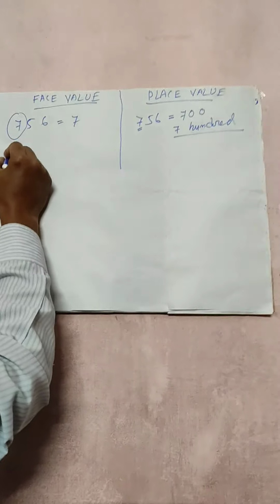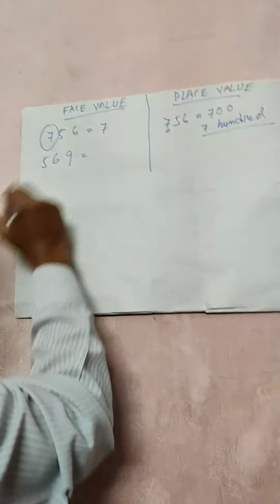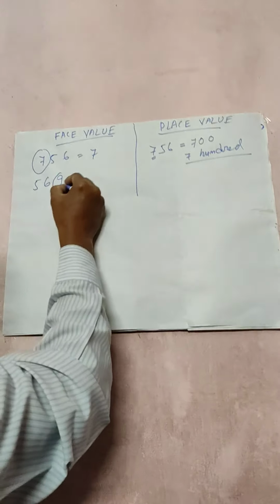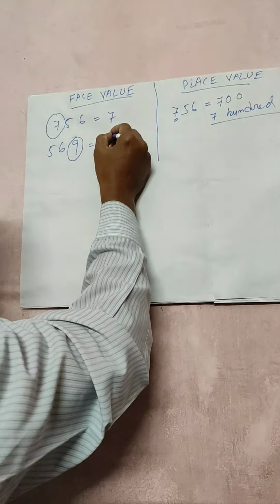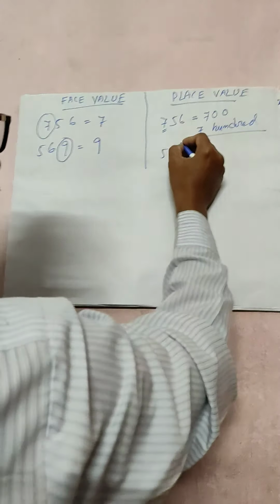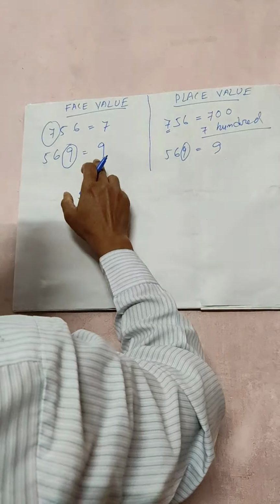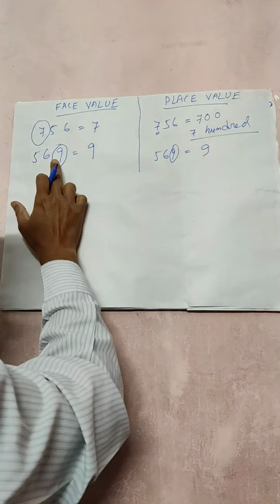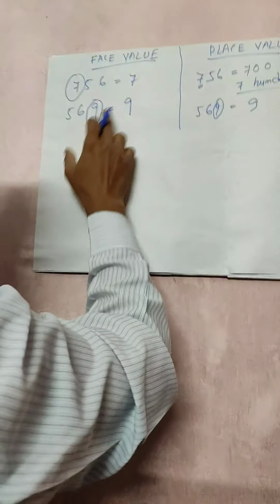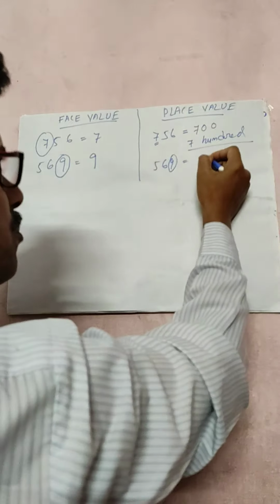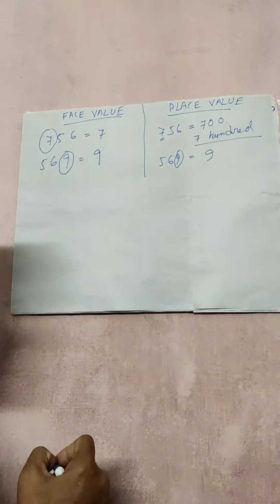So I think you understood that. Now 7, 5, 6, 9, write in words the face value. Suppose this 9, here the face value will be 9. And the place value, what will it be? 5, 6, 9. It is also 9. You will ask, sir, why here also 9, here also 9? Because its face is only a single digit, and here the one place is 9. So we have to write only 9. Clear?